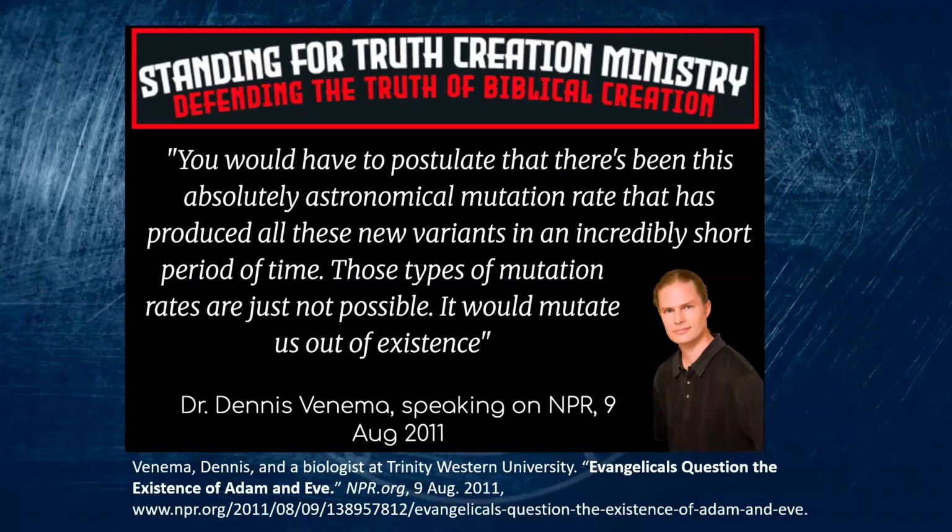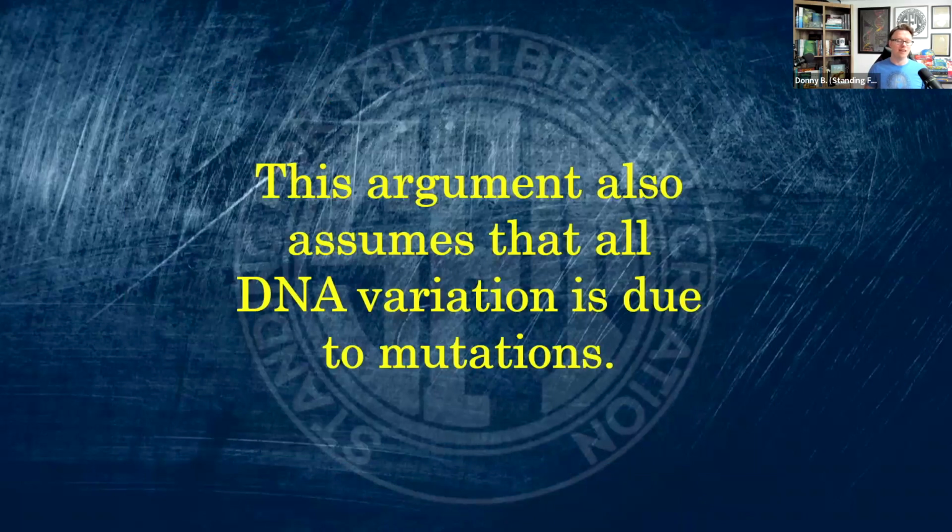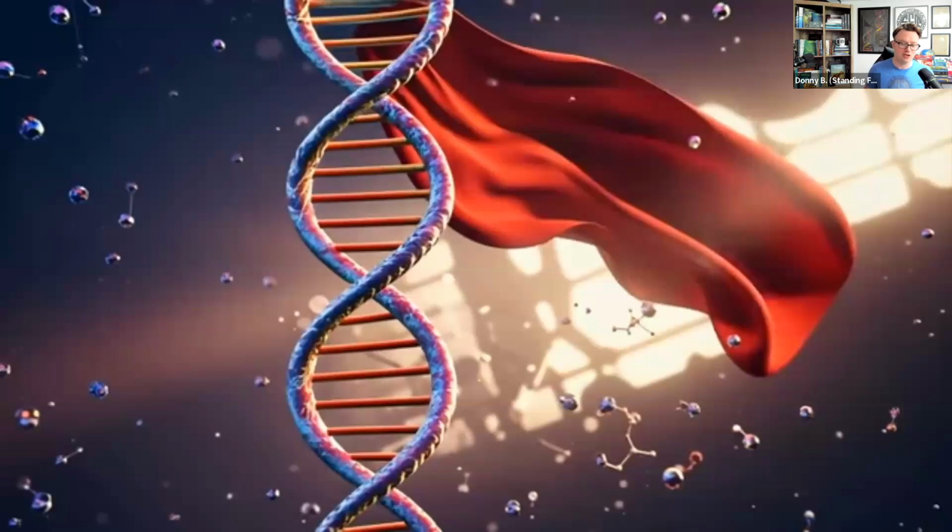This is Dr. Dennis Venema. He said, "You would have to postulate that there's been this absolutely astronomical mutation rate that has produced all these new variants in an incredibly short period of time. Those types of mutation rates are just not possible. It would mutate us out of existence." Dennis would be right if, again, all DNA diversity was the result of mutations over time. So I think we're seeing a trend here, a common straw man argument from these prominent anti-biblical creationists. They are assuming that all DNA variation is the result of mutations over time.